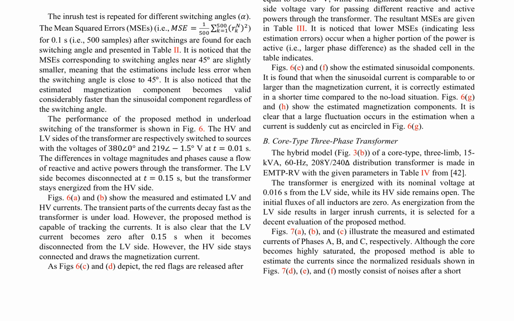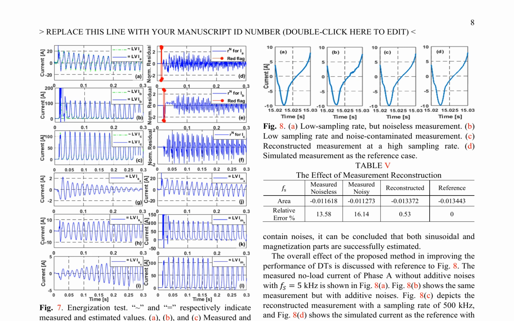The transformer is energized with its nominal voltage at 0.016 S from the LV side, while its HV side remains open. The measured and estimated currents of phases A, B, and C are presented in Figs. 7a, b, and c, respectively, with the normalized residuals shown in Figs. 7d, e, and f. Despite the core becoming highly saturated, the proposed method is able to estimate the currents accurately. The results of the energization test demonstrate the effectiveness of the proposed measurement integrity verification method for transformer currents.